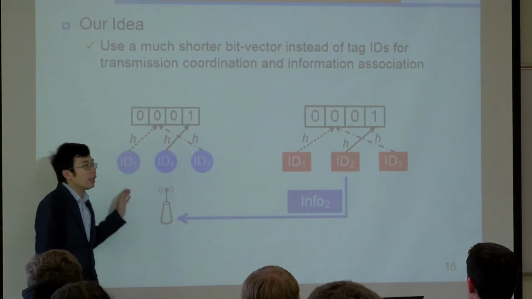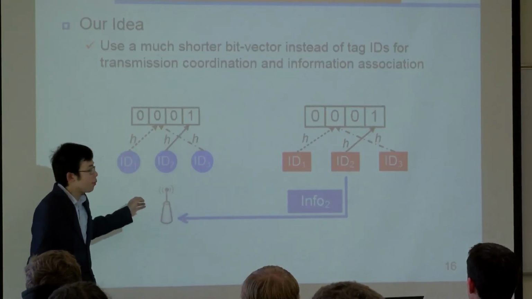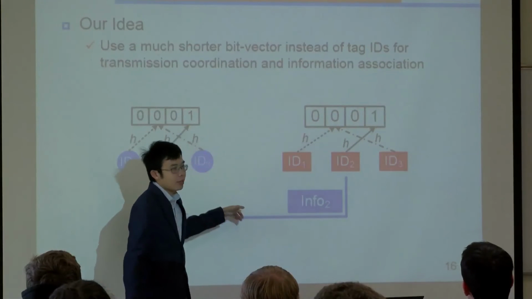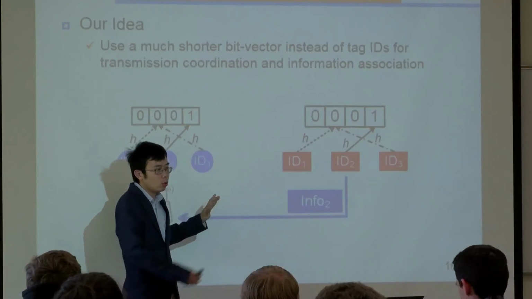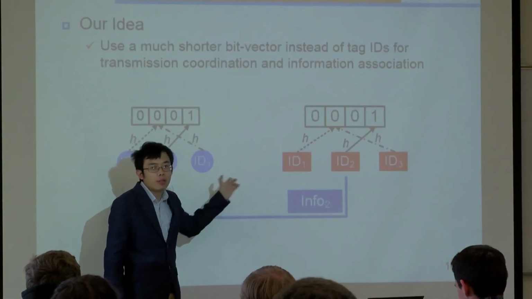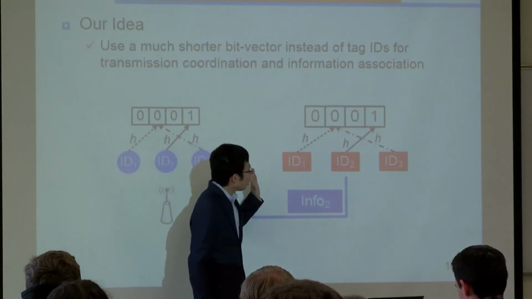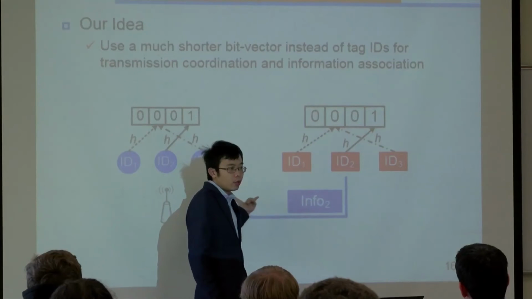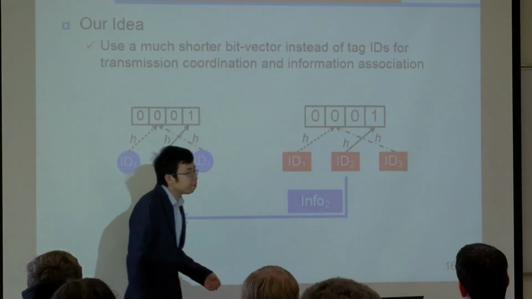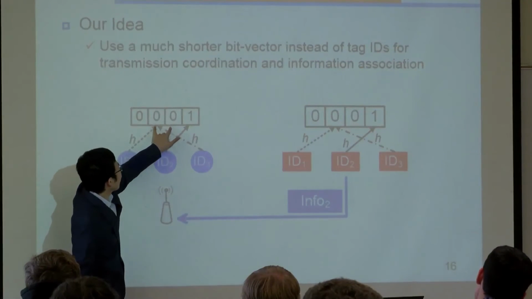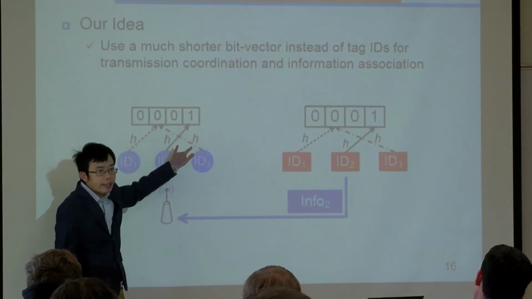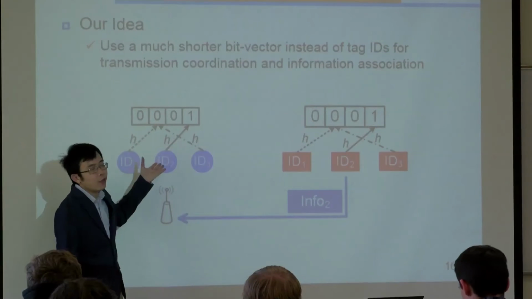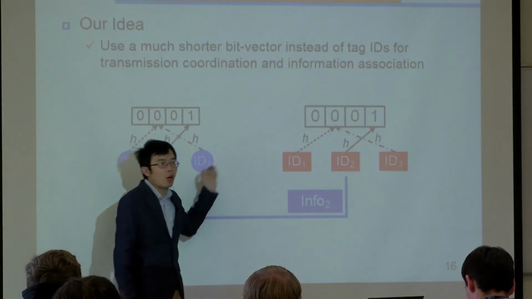So we can see in our solution, we use a bit vector to avoid any ID transmission. We don't transmit any tag ID in our solution. And we also remove all the possible transmission clearance. There's no transmission clearance, right? And the bit vector is much shorter than the tag ID, so we can significantly reduce the running time of the whole protocol.